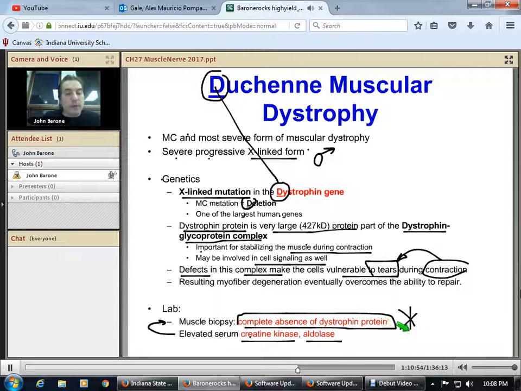And here's what we're going to say: absence of the dystrophin protein. There's your key. Now you can also confirm it by doing genetic testing, looking for deletions in the dystrophin gene. That's a good confirmatory test. But on muscle biopsy, we're going to suspect this because we don't see the dystrophin protein. It was deleted. There's no protein. That's why your muscles are ripping apart.